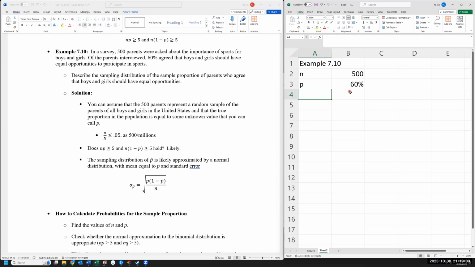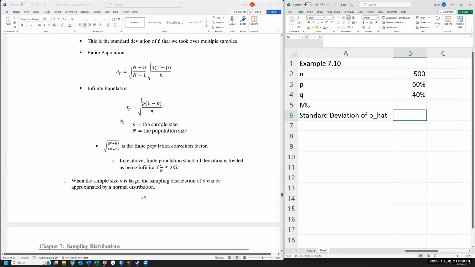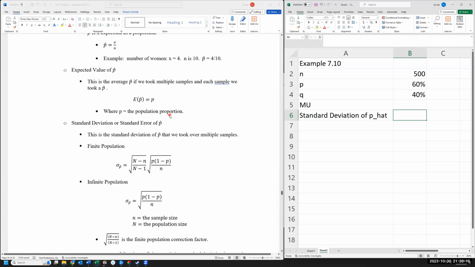Well, let's see. We know the sample size is 500. We know P is 60%. So Q is equal to 1 minus 60%, or 40%. The mean, mu, let's calculate the mu and the standard deviation of P hat. So the mean of P hat, if we look up here, is equal to the population proportion. It should be equal to P.